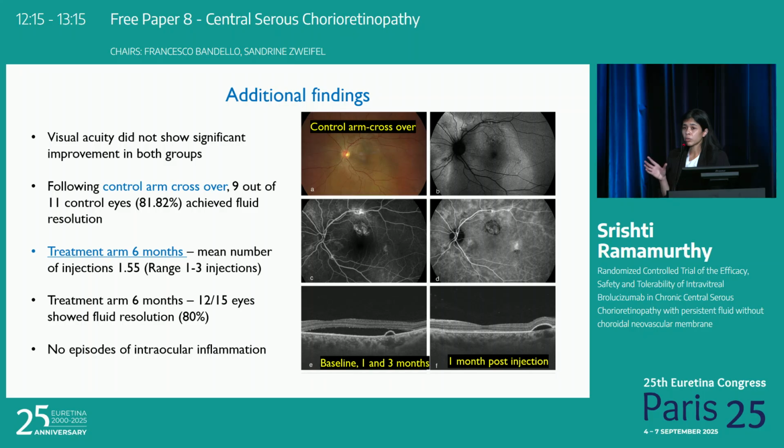We have a follow-up of 6 months of the treatment arm for 15 eyes, and of these, 12 out of 15 eyes have complete resolution of fluid, and the mean number of injections during the 6-month period was around 1.5. This is a major concern when it comes to brolucizumab, but what was heartening to see was that none of the eyes in our subset have developed any intraocular inflammation so far.